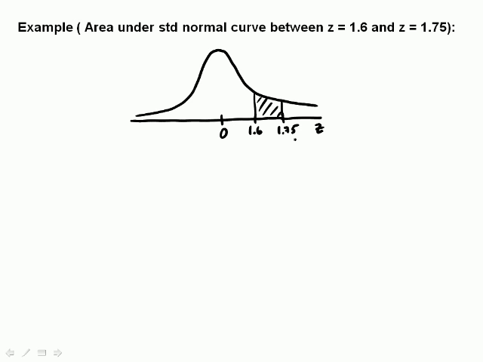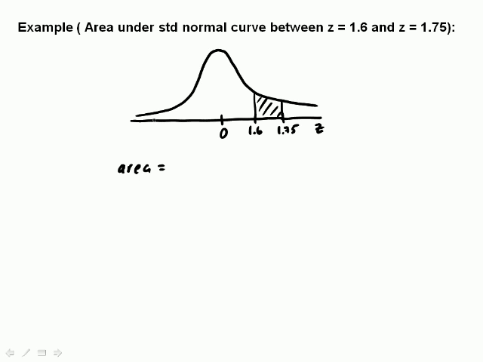Okay, now I know I can't use the table directly to look up this area because the standard normal table just gives me the area from the left-hand side of the curve up to some z-value. But again, I can be a little bit tricky and look up two areas in the table and subtract those to come up with the area that I want right here.